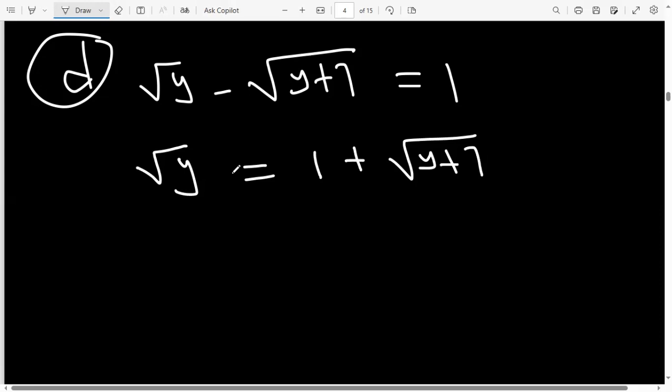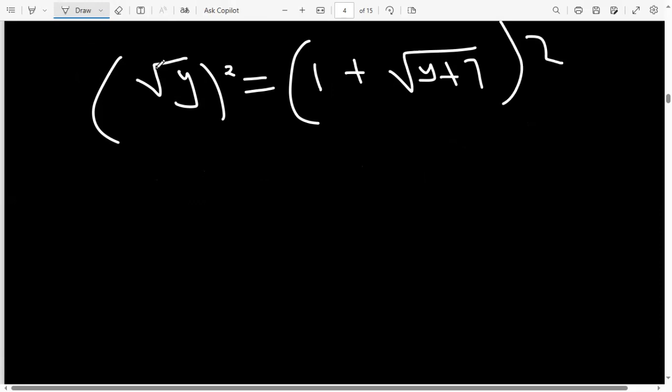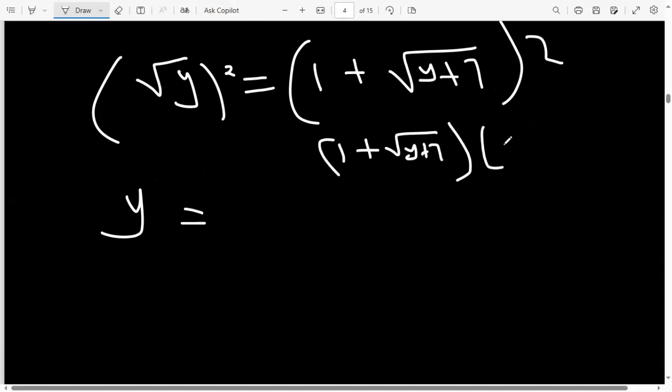Okay, then when we reach here, we do the usual. We are going to square this side, and this side we are going to square everything here, like that. So we know that when you square this side, we're just going to remain with y is equal to. Then when we square this side, it means we have 1 plus root of y plus 7 being multiplied by 1 plus root of y plus 7. This is what it means.